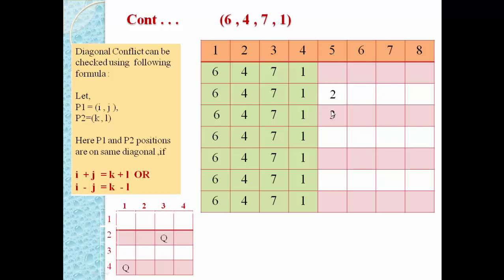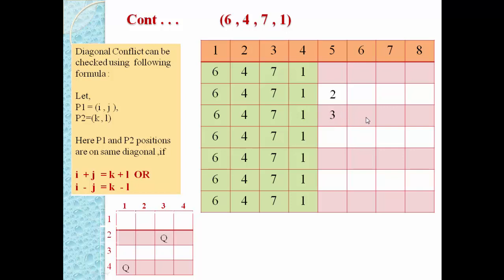So we can place our queen on the fifth row, third column. Then there is no clash between any queen of these 4. So we can place our queen number 5 on the fifth row, third column.